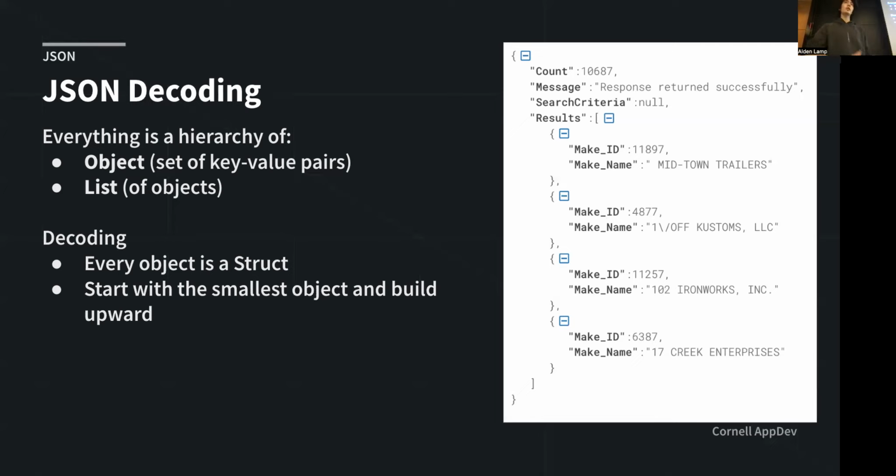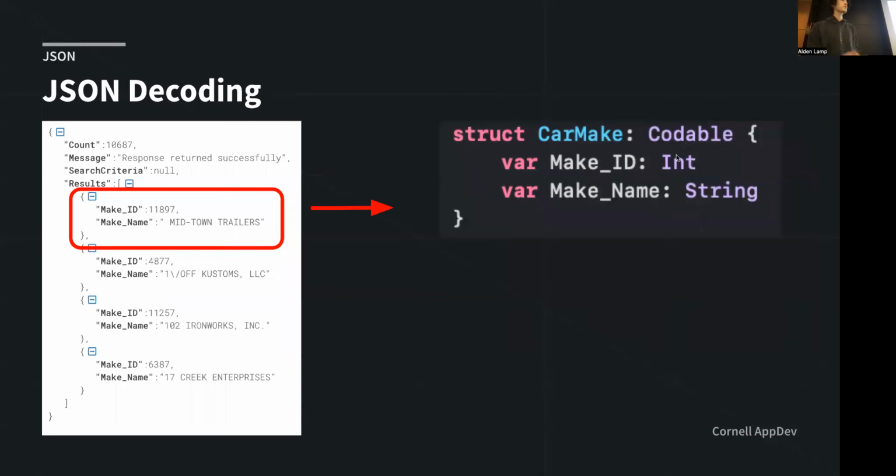And when we decode it, we want to mirror this hierarchy using objects in Swift instead of in JavaScript. So to do that, every object is a struct. And my personal recommendation is to start with the smallest object and build upwards. When I say smallest, I mean the farthest nested, the one that doesn't have any objects inside of it. So in this case, this is the smallest object. It just has values like integers and strings, no other sub objects. And to process it, we make a one-to-one mapping of a struct.